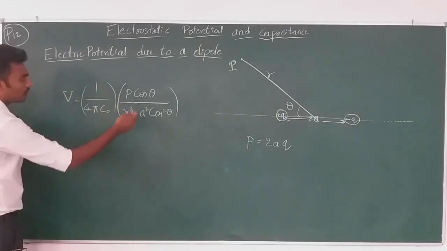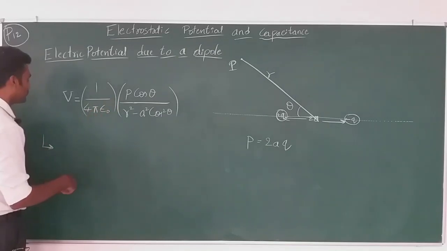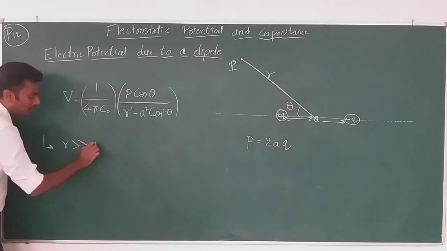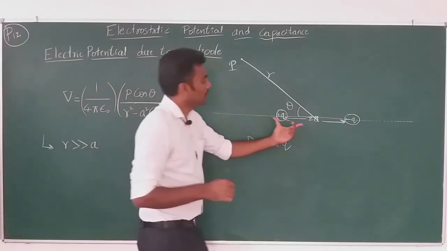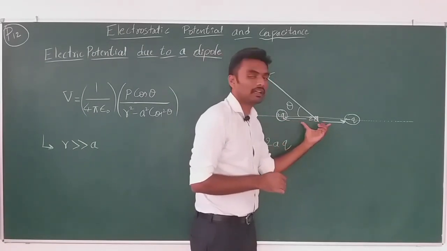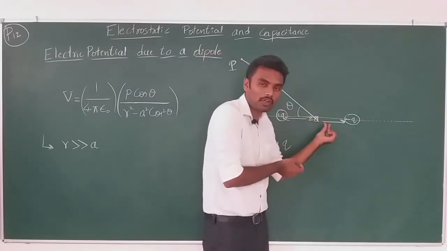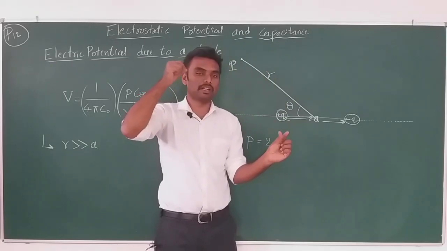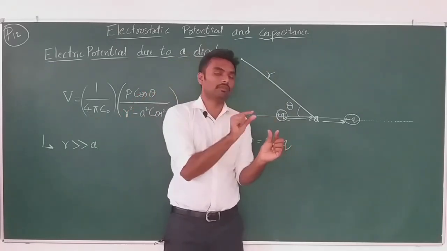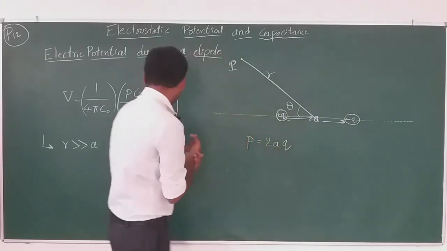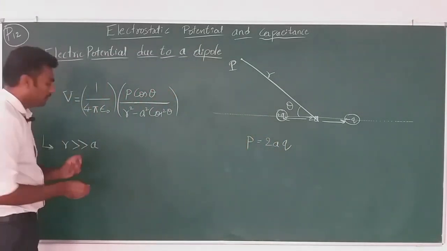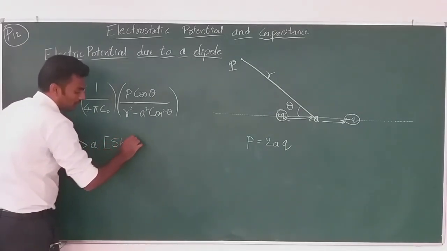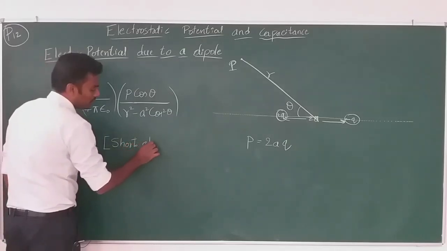But now going ahead, there are certain special cases that can be taken out of this expression. The first special case is when r is very much greater than a, which means the electric dipole we are considering should be a very short one. When the electric dipole is very short, the distance r from the center of the dipole will be very much greater than a. So r very much greater than a physically means the given electric dipole is a short electric dipole.